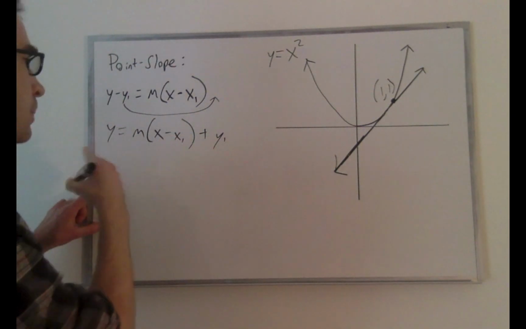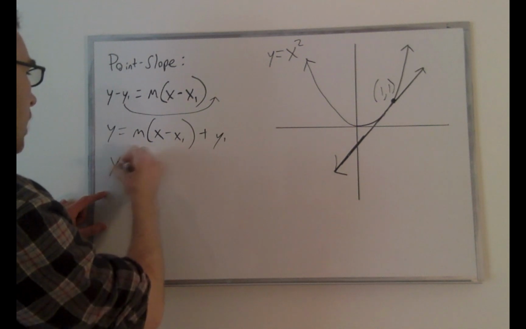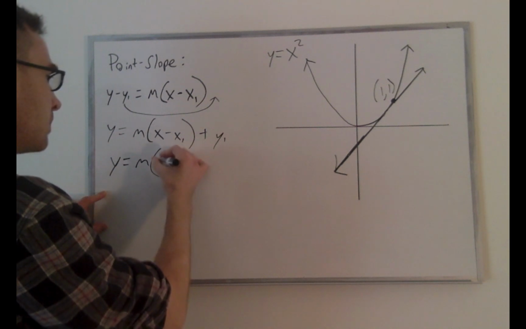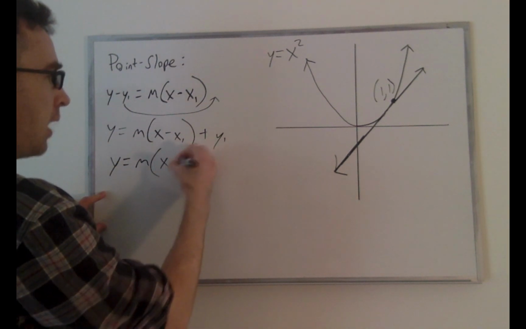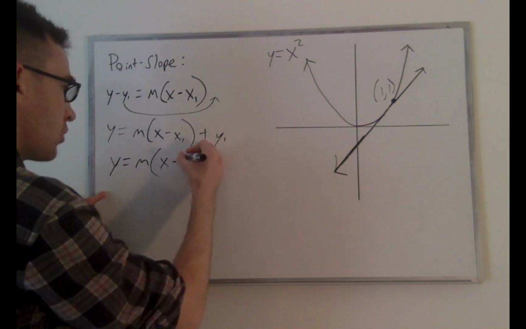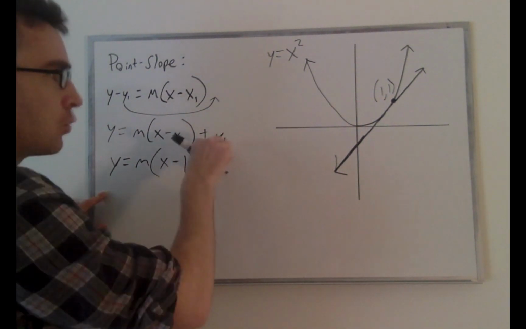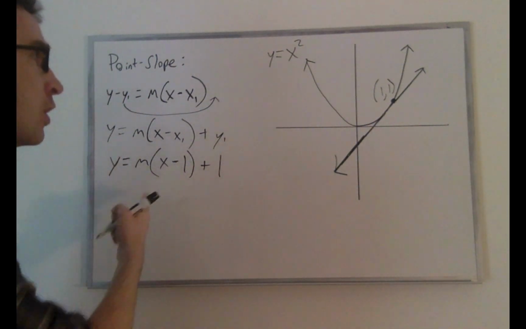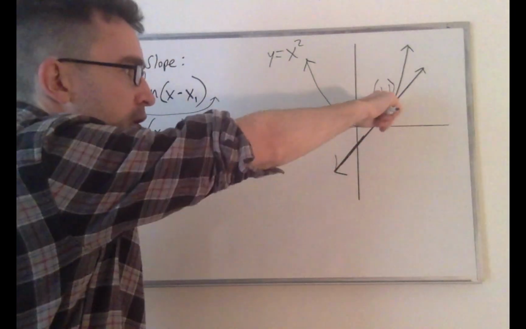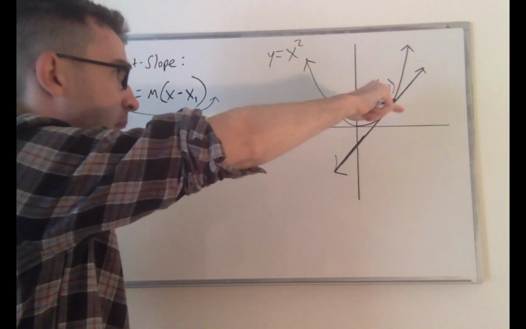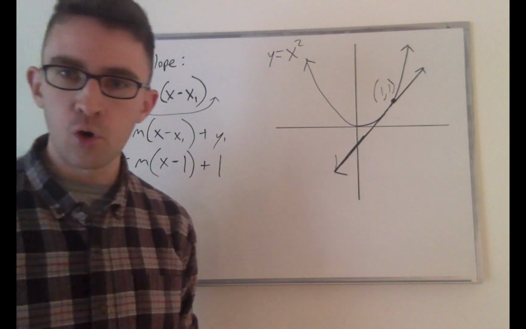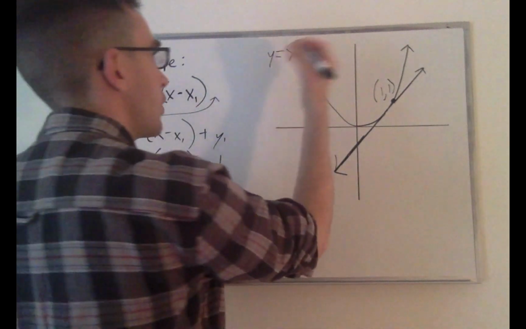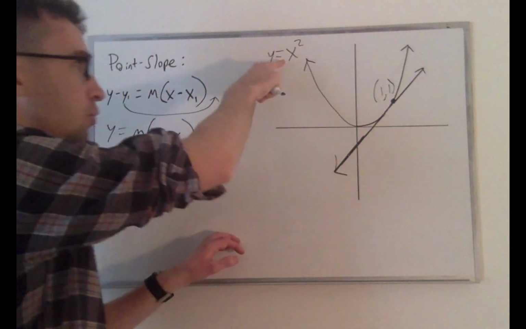So we have y equals m. We'll get to solving for the m in a second. x minus x1 is x minus 1, plus y1 is also 1. That's our point here. Now, how do we find the m? The m is just the slope at this point on the curve. And if you remember some basic calculus, the way we find the slope on a curve at a given point is by taking the derivative. Again, pretty basic stuff here. So I'm just going to take the derivative of this.